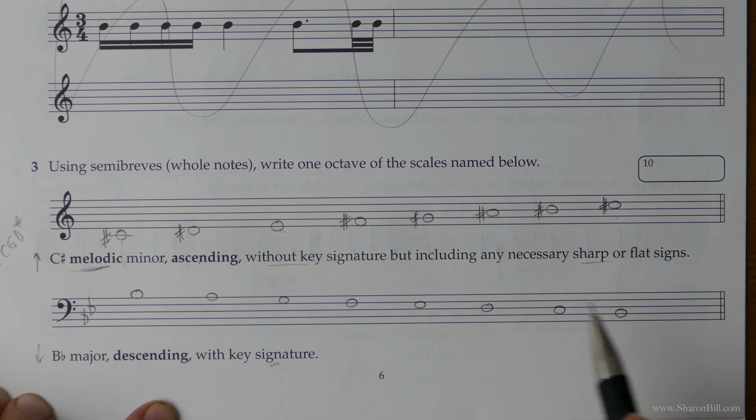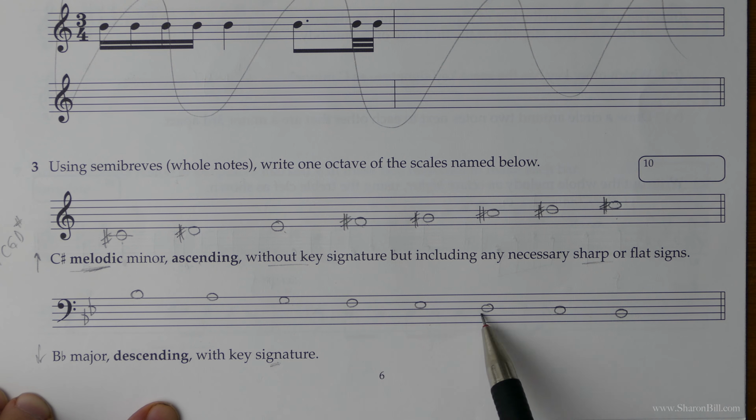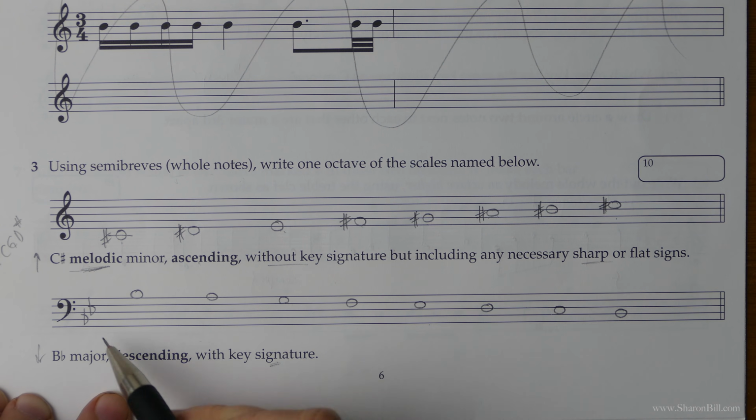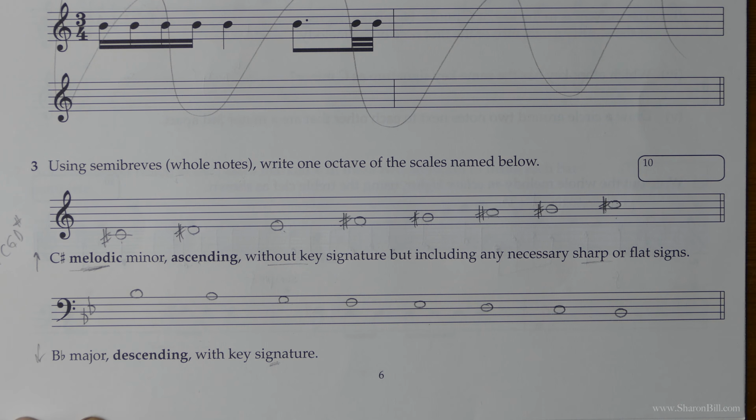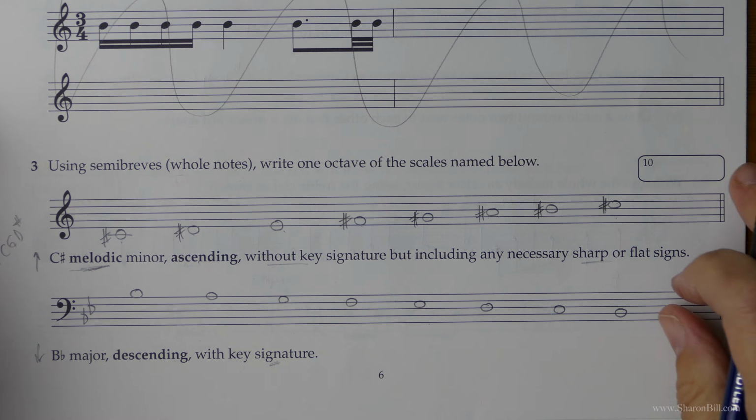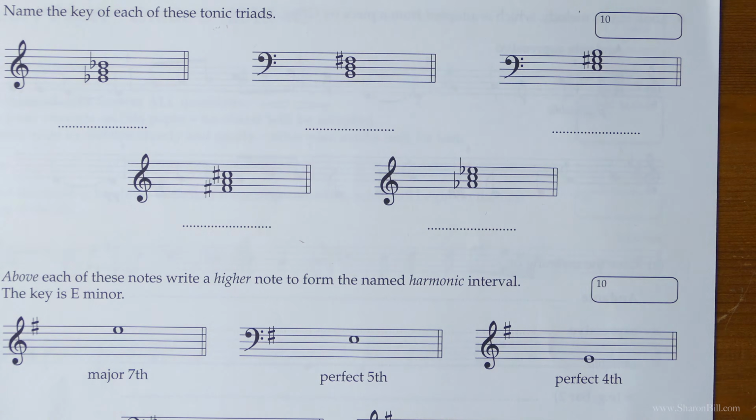There we go, we finished on B. 1, 2, 3, 4, 5, 6, 7, 8, that's correct. And the key signature's done the rest of the work for us, and so that's that question now completed. Easy peasy. So moving on, let's just turn the page and we'll have a look at question 4.